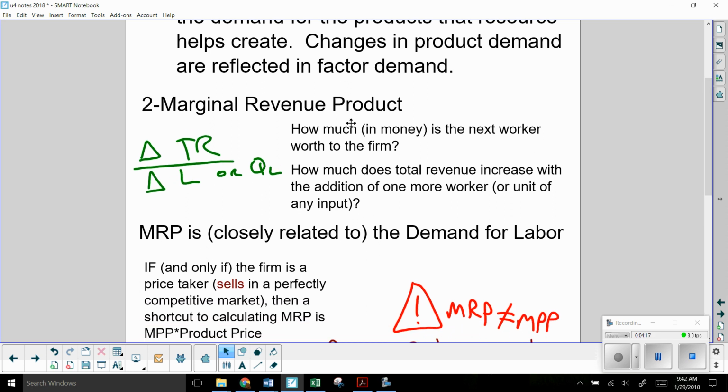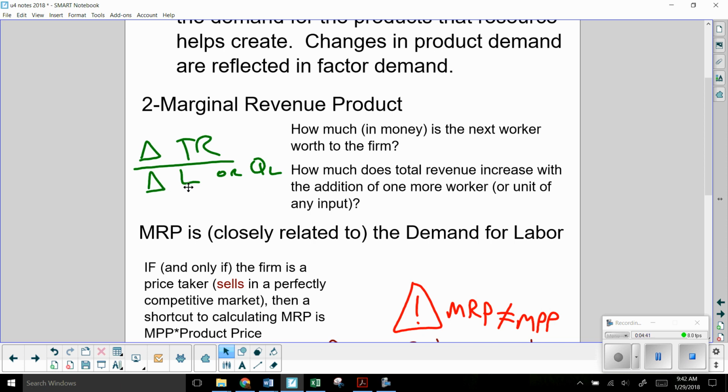And here we're thinking basically about marginal revenue product of labor, but you could have marginal revenue product of capital or of land, any resource that's used to create a product. What we're asking here is how much will total revenue change when I use one more unit of an input? So when I hire one more worker or one more labor hour, how much will total revenue change?